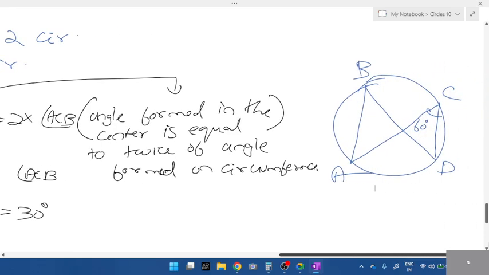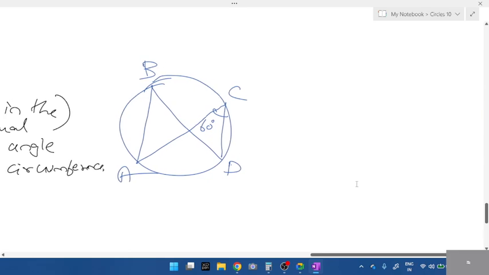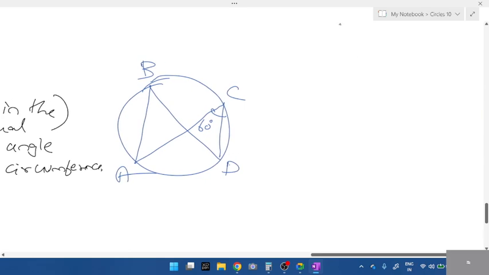Completed? All of you are done? Next. One angle is given. They've asked you to find ABD. Look here, I'll tell you how to attempt the question, students. Whenever they ask to find ABD, the middle one is the angle, B.